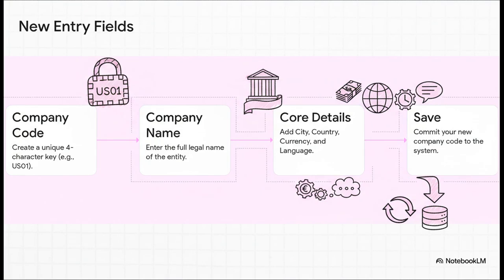So, what are we looking at here? First up, you need a unique 4-character key for your company code. Think simple, like US01 for your first US entity. Easy enough, right? Then you pop in the full official legal name. Next, you've got these core details: city, country, currency, language.